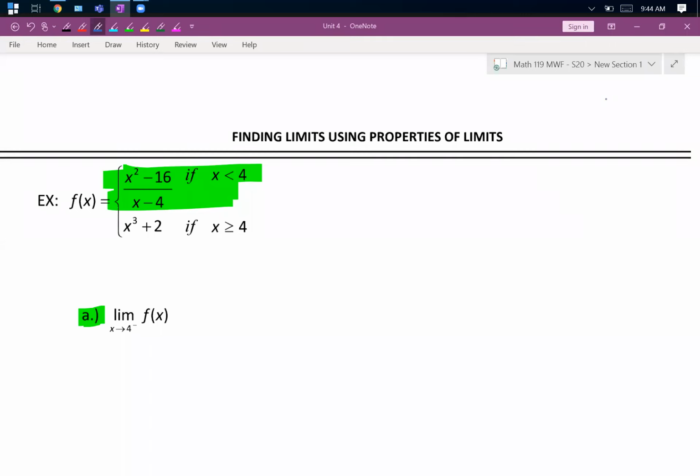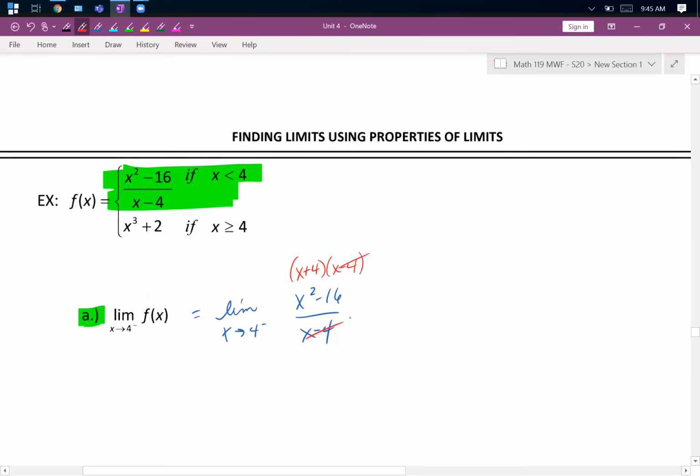All right, so we'll be using the top function for part A. This is the limit as x approaches 4 from the left of x squared minus 16 over x minus 4. Can we plug 4 in as is? We cannot, right? Because we'll get a 0. So we're going to have to do some algebra. We've got the difference of 2 squares here, which we can simplify. So then we're finding the limit as x approaches 4 from the left of just x plus 4. And now it is safe for us to plug that 4 in. And we get 8.